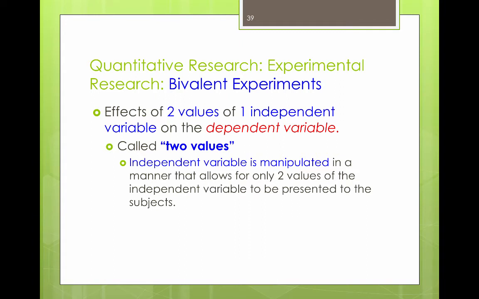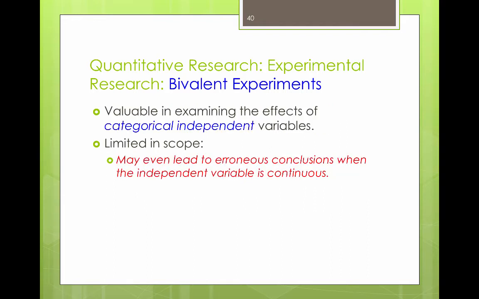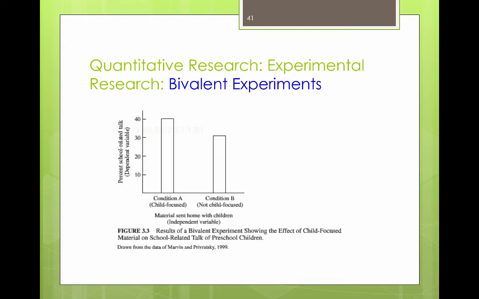The first one is a bivalent experiment, where you have 2 values of one independent variable measured on the dependent variable. So by 2 values, bivalent experiments. The independent variable is manipulated in a manner that allows for 2 values of the independent variable to be presented to the subject. This is valuable in examining the effects of categorical independent variables, but it's limited in scope, and it may even lead to erroneous conclusions when the independent variable is continuous. So you can only use this with a categorical variable.